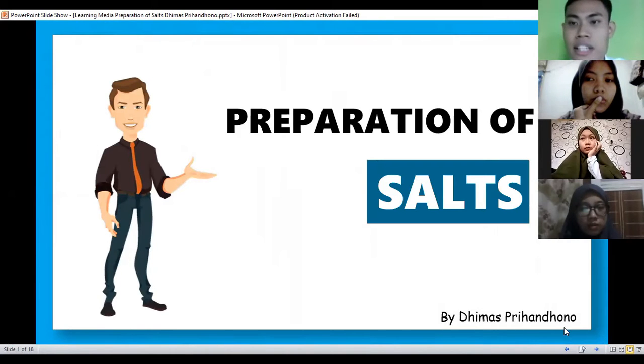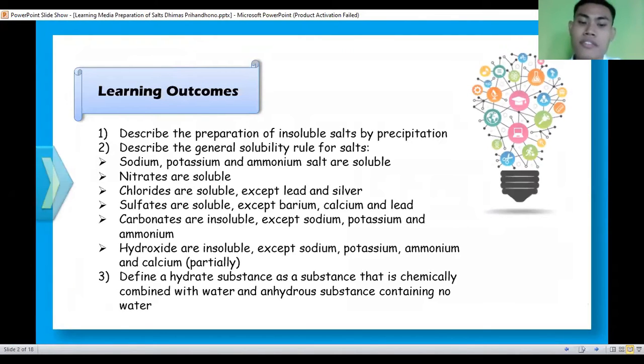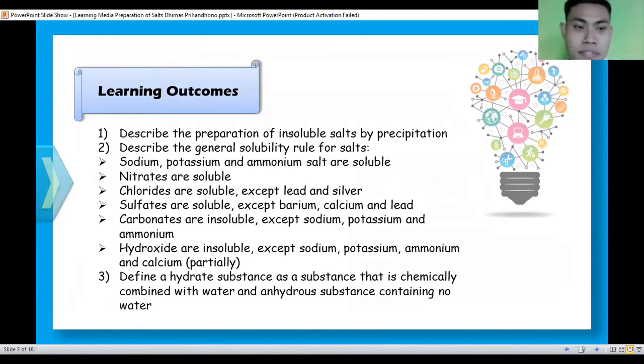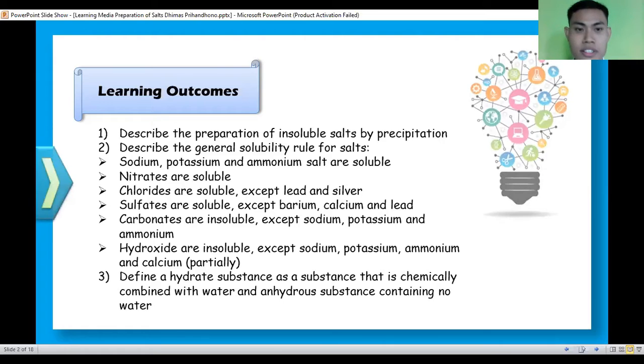Our topic of the day is preparation of salt. At the end of this lesson, you will be able to describe the preparation of insoluble salts by precipitation, and then describe the general solubility rule for salts. Third, define a hydrated substance as a substance that is chemically combined with water, and an anhydrous substance as one containing no water.